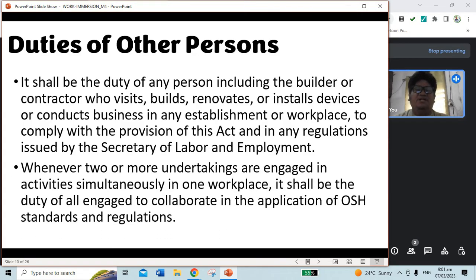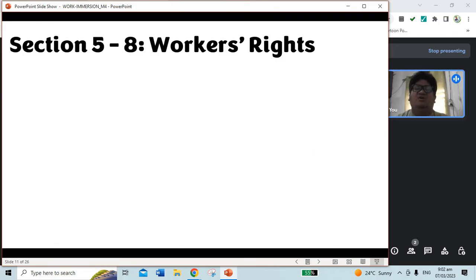Whenever two or more undertakings are engaged in activities simultaneously in one workplace, it shall be the duty of all engaged to collaborate in the application of OSH standards and regulations. So kahit bisita ka lang, mayroong pinagawa sa iyo sa opisina, you have to participate. Okay? So for section 5 to 8, tinatawag natin itong workers' rights.